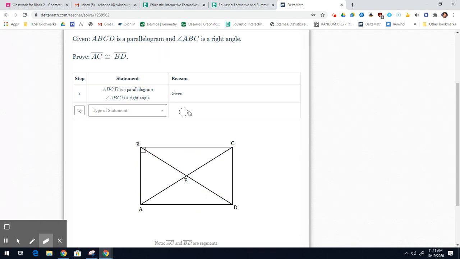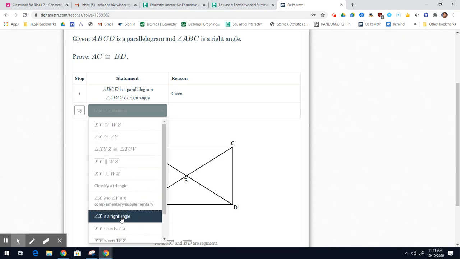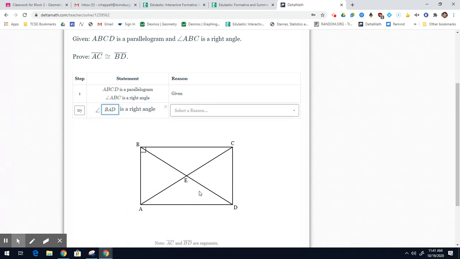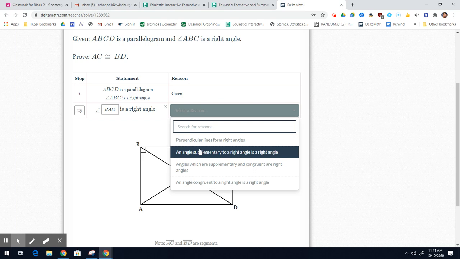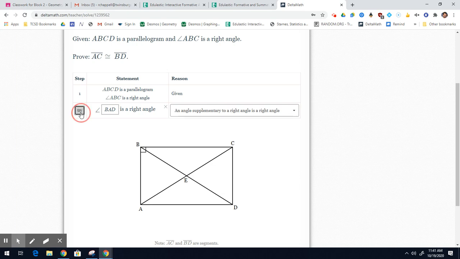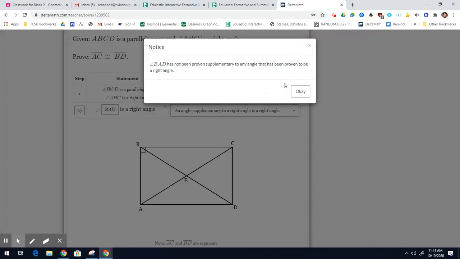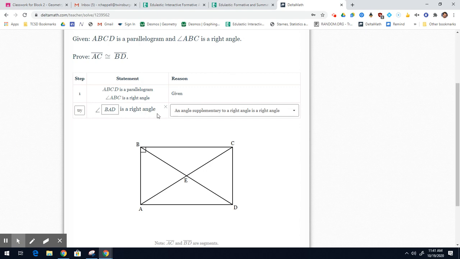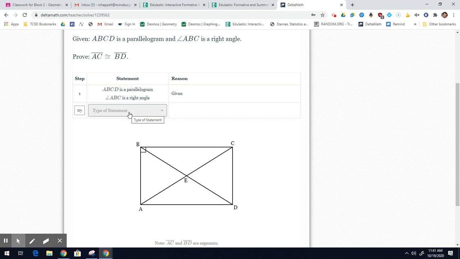So again, I need another right angle. I'm going to say that angle BAD is a right angle. And I'm going to use the fact that in a parallelogram, you have consecutive angles that are supplementary. So an angle supplementary to a right angle is a right angle. But it has not been proved that it's supplementary. So I need to say that they're supplementary first. Okay. So for some reason, this makes you explicitly write out all of the parallelogram ideas. So be aware of that.